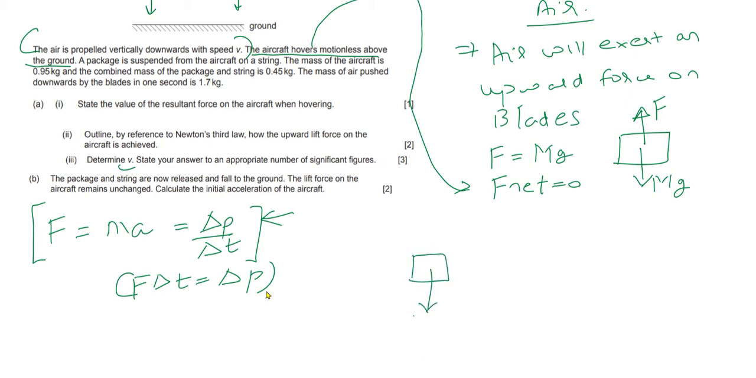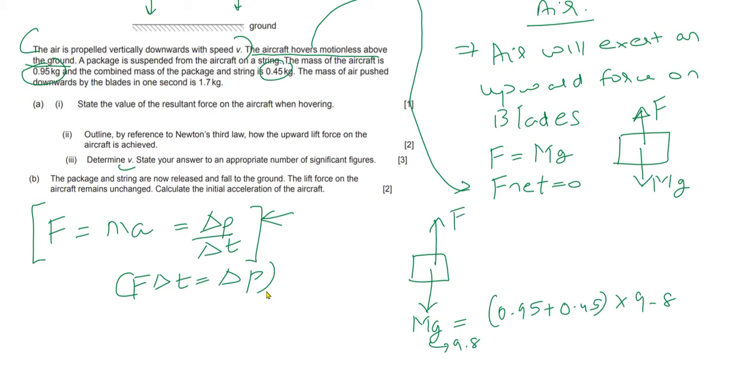We had the complete weight of the object, and what was that? The mass of the aircraft is 0.95, the mass of the package and the string is 0.45, so the total mass is 0.95 plus 0.45, that is the capital M, and the value of g can be put as 9.8. So this is the total downward force, right? Now we have to figure out what is the total upward force, F, right?